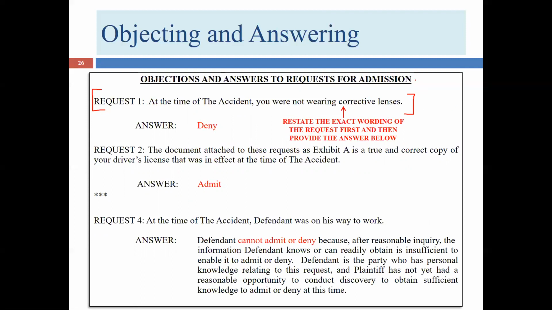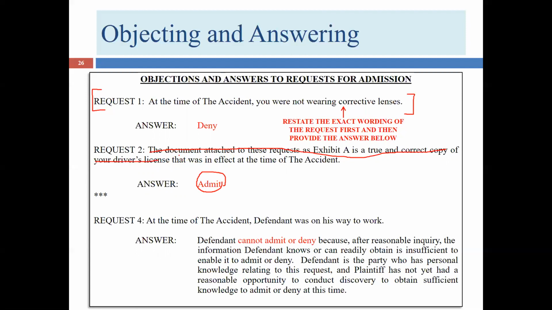And at the time of the accident, you were not wearing corrective lenses. Well, you're denying that. You're not saying you needed to wear them or you didn't need to wear them. You're just saying that at the time of the accident, yes, in fact, you were wearing corrective lenses. You might have been wearing somebody else's corrective lenses. Maybe you're nearsighted and you're wearing the lenses of someone who is farsighted. I mean, that could be the case. Then we have an admit. In this case, we're not dissecting it. We're saying every single part of this is true.